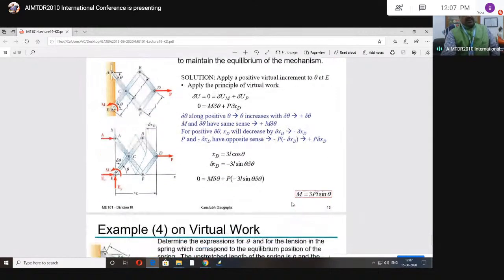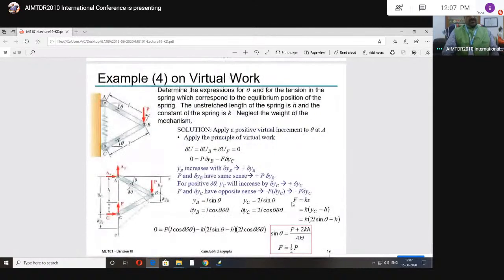This problem I have already discussed. Same thing. This problem is a repetition.